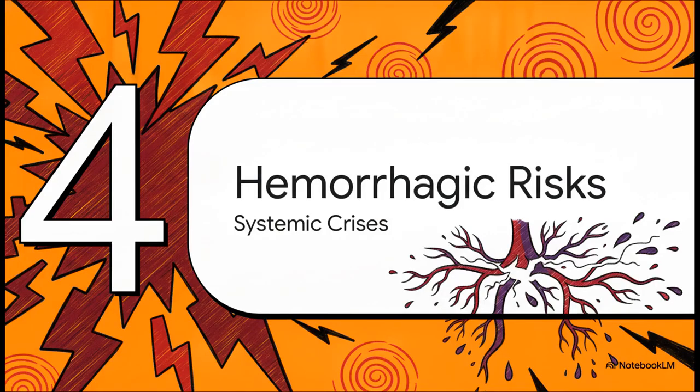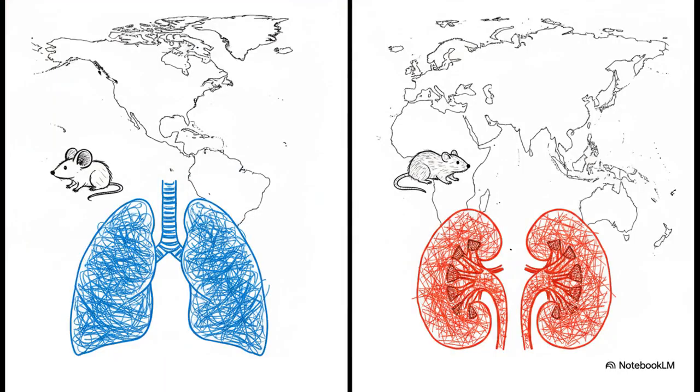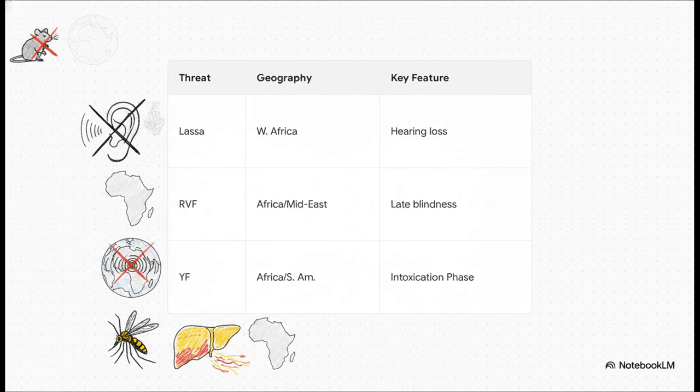All right, Section 4, severe hemorrhagic and pulmonary risks. These are your high-fatality systemic crises. And this brilliantly illustrates the geographic divide of hantaviruses. Over in the Americas, hantavirus pulmonary syndrome specifically targets the lungs, rapidly causing them to fill with fluid and triggering shock. Meanwhile, in Eurasia, hemorrhagic fever with renal syndrome targets the kidneys, causing them to essentially shut down completely. We're talking about totally different systemic failures with totally different geographic footprints. Both of them require massive emergency medical interventions. Geography really is destiny here, folks.